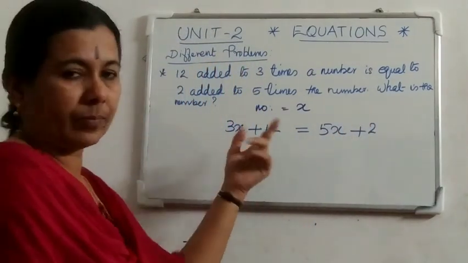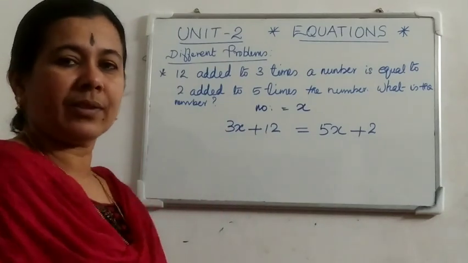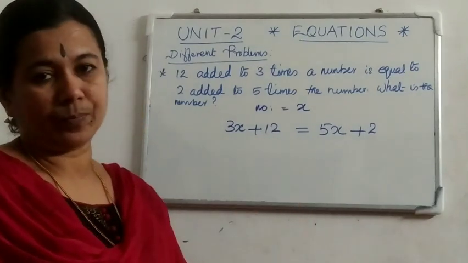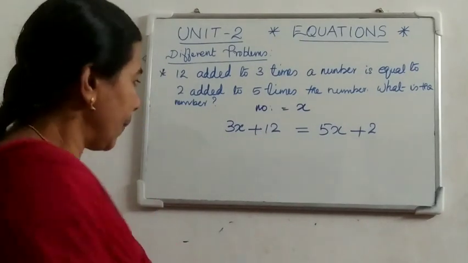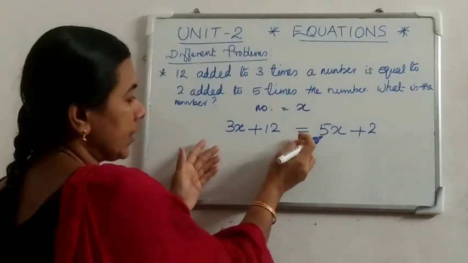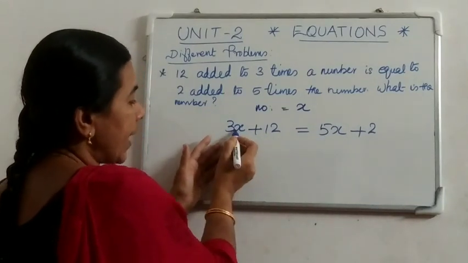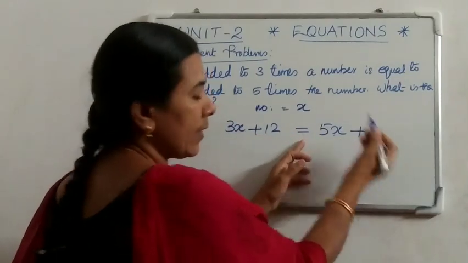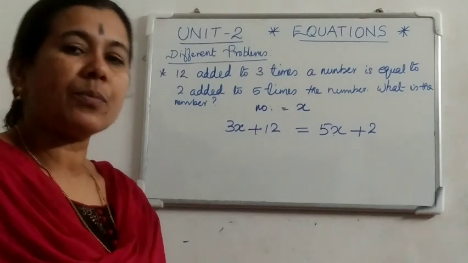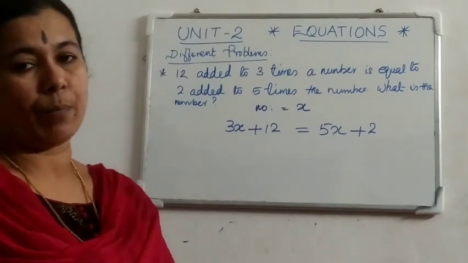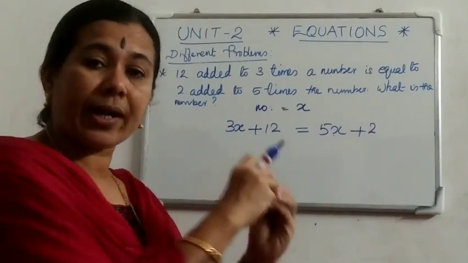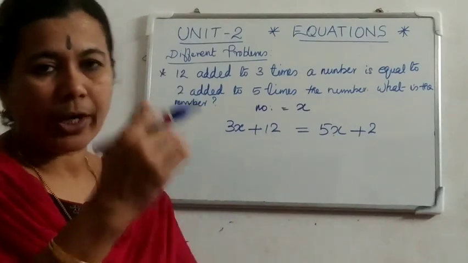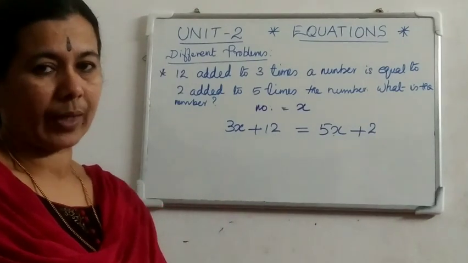Now we got an equation. What is the peculiarity of the equation? On both sides of the equation, variable and numbers are there. On the left side of the equal sign, variable is there, number is there. On the right side of the equal sign, variable is there, number is there. We want to put the variable together on one side and numbers on the other side. Then only we can simplify.